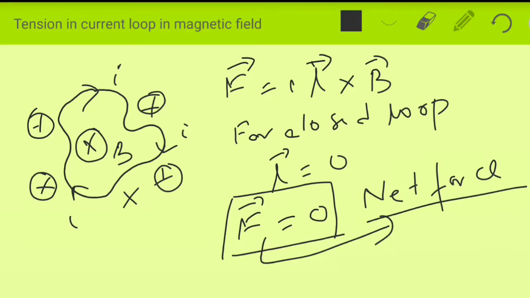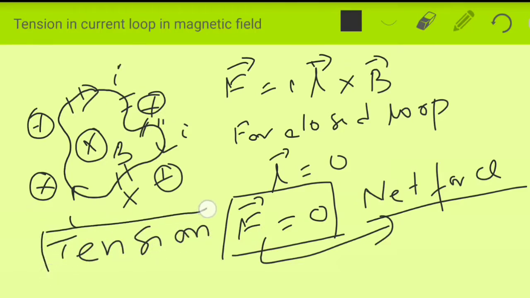It is not that the individual element will not experience any force. Each small element on this current carrying loop is going to experience a force. And that force on each element, each point on this loop, is nothing but the tension. So that is the cause of tension in the loop. Our goal is to calculate the tension.